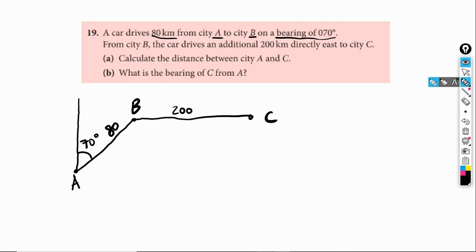So, part A, calculate the distance between city A and city C. So they want us to find this straight line from A to C. What is that distance? That would be part A. So notice that here we need to use something like the law of sines or the law of cosines. But we need an angle. We need this angle B. But that's easy to know because this is 90 degrees here, meaning that straight east would be 90. And if you add 70 to that, that's 160. That means that this angle here is 160 degrees.